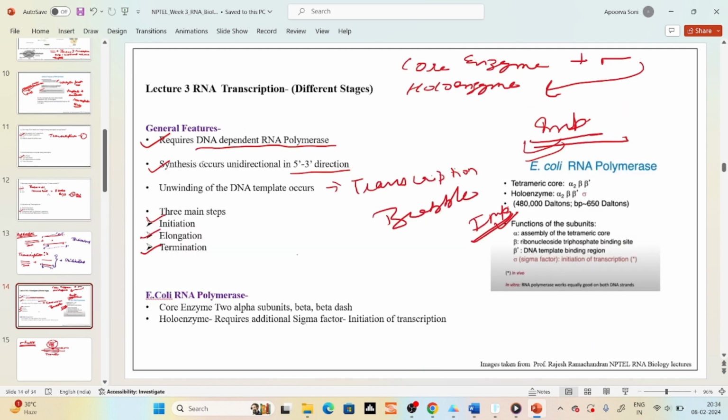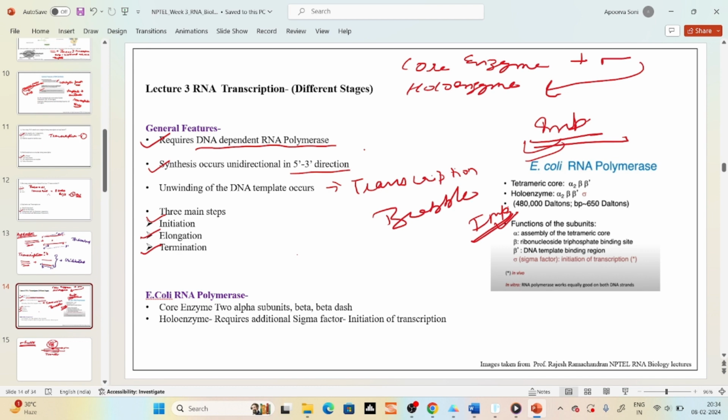So in lecture 3, before moving to elongation, we'll just revise. These are the general features of DNA dependent RNA polymerase. Synthesis occurs in the direction of 5' to 3'. Then unwinding of the DNA template occurs, which ultimately forms a transcription bubble. The three main steps are initiation, elongation, and termination. The RNA polymerase in prokaryotes and eukaryotes is different. In prokaryotes, there is just one simple RNA polymerase. In eukaryotes, there are different kinds of RNA polymerase.